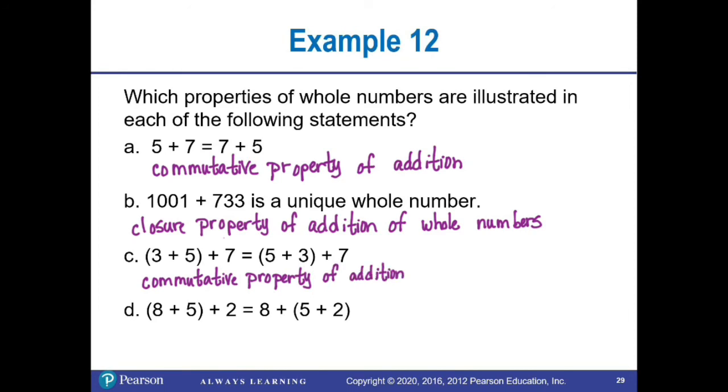In part D, we do change the grouping. On the left side, we have 8 plus 5 grouped together. On the right side, 5 plus 2 are grouped together. When we change the grouping in addition, that is our associative property.